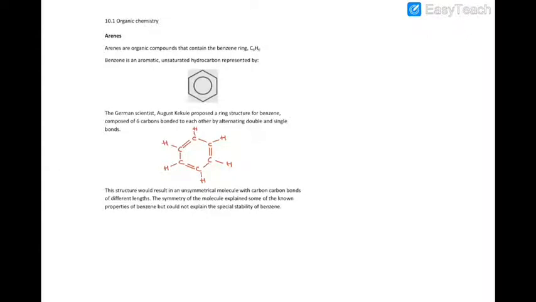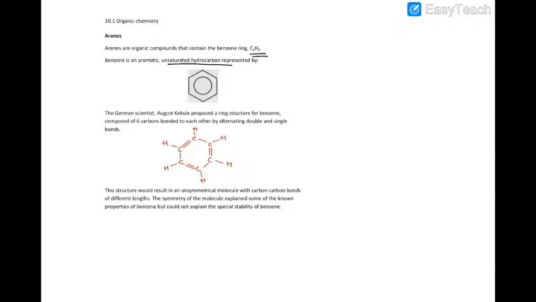So arenes are another class of organic compounds that contain the benzene ring. So C6H6 is the benzene ring, and benzene is an aromatic compound. Aromatic means that the electrons can move. When electrons can move along the structure, we say that it's aromatic. And you have double bonds, so it's not made up of single bonds, so it's an unsaturated hydrocarbon.